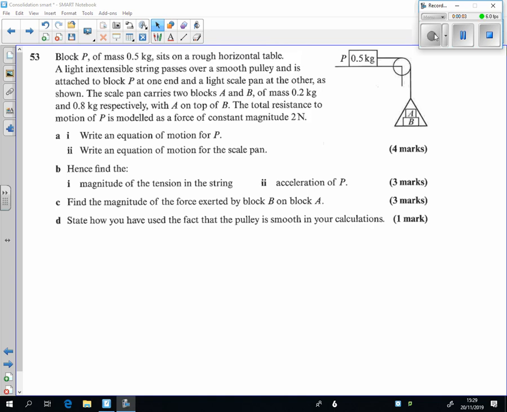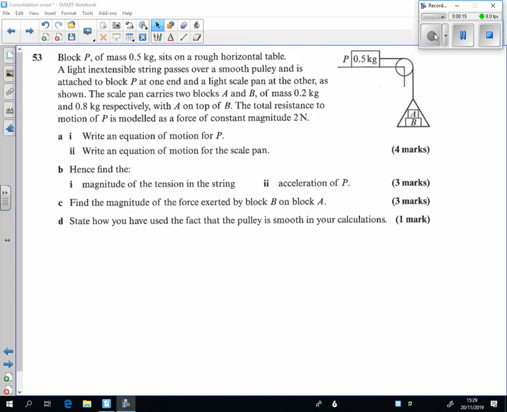Question 53, reasonably complicated diagram there, but actually beginning to quite like these, having done them so many times. First thing I'll do is put all the forces on here. We've got some tension in this string here. Tension in this string, pulling it that way. We've got some tension in this string here, pulling it upwards as well. We've got the gravity pulling that down.